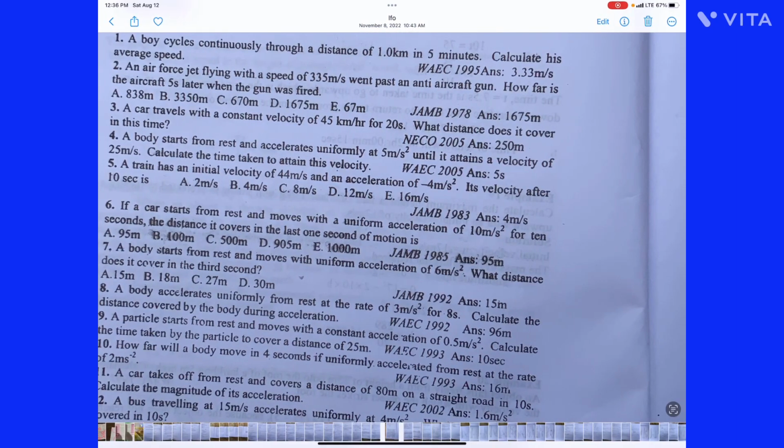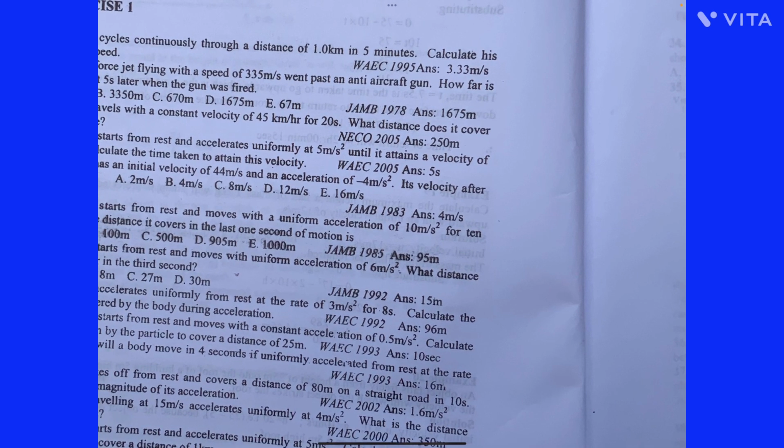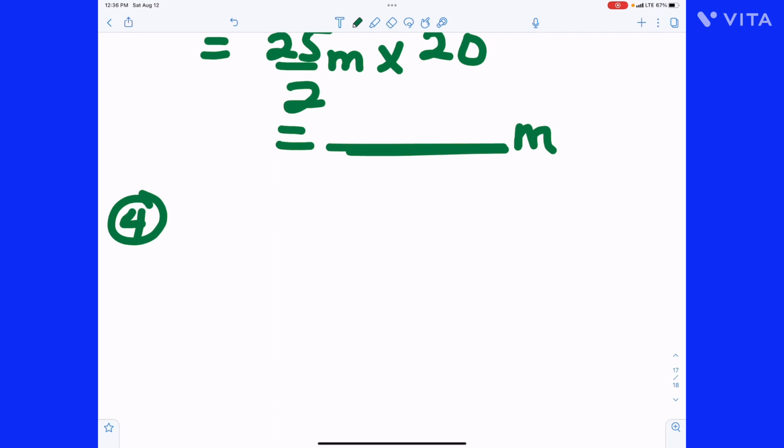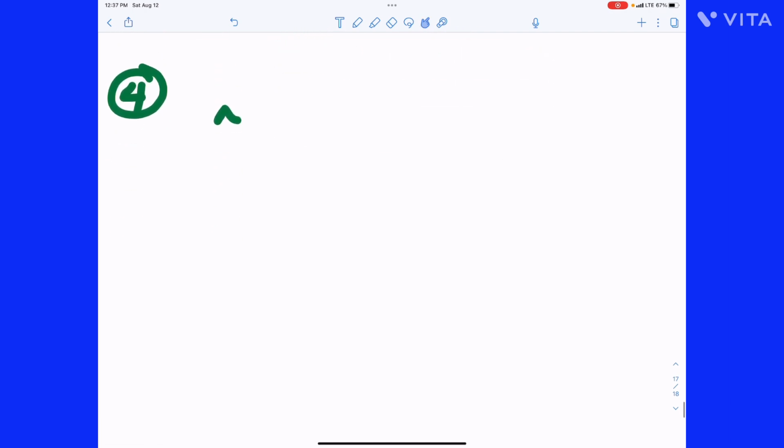In question 4, it says a body starts from rest and accelerates uniformly at 5 meters per second squared until it attains a velocity of 25 meters per second. Calculate the time taken to attain this velocity. I need a velocity-time graph for that. Not compulsorily, but just to add to our knowledge.